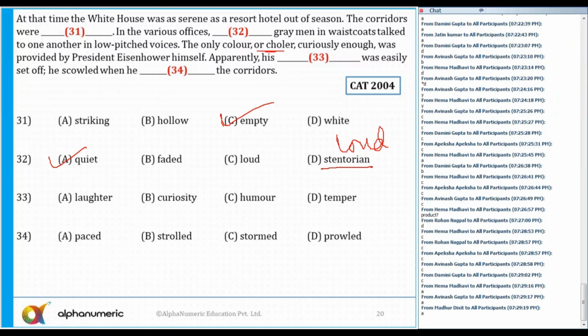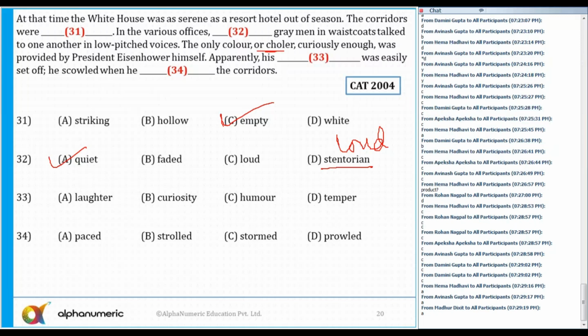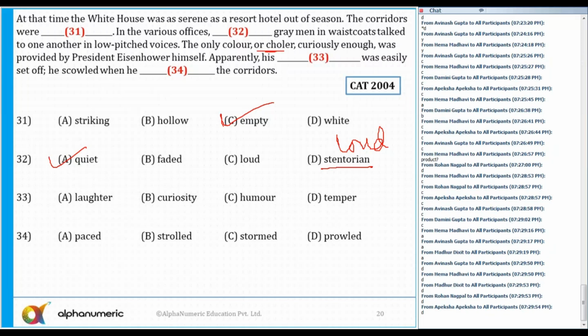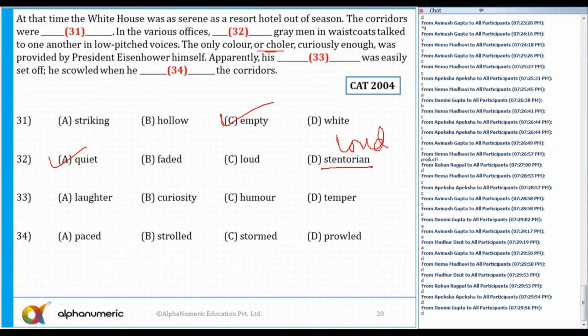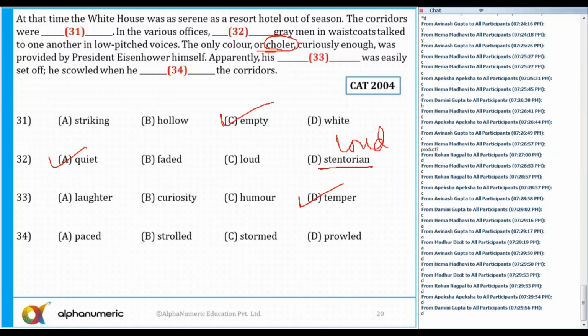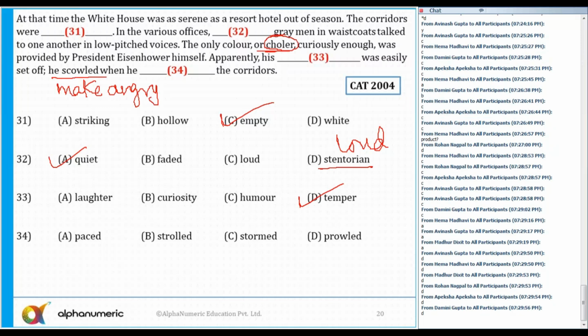You need a word like anger, because if you don't know the meaning of choler, you will not be able to solve the blank. His anger or temper was easily set off. He scowled. Scowled means make angry faces. When you scowl, you make angry expressions. He scowled when he dashed the corridors. So when he was walking in the corridors, he scowled.